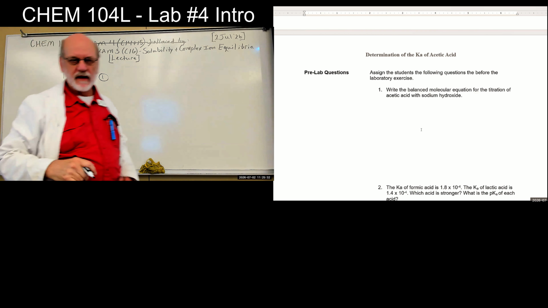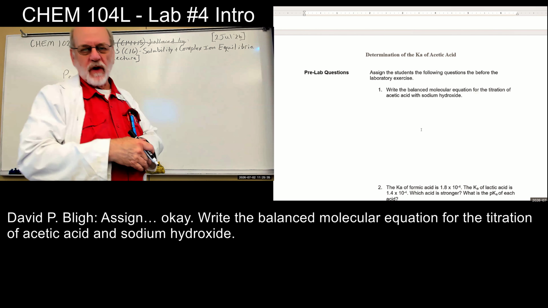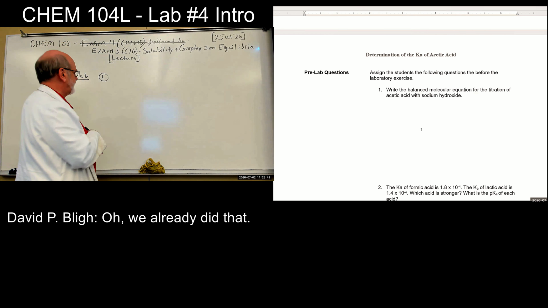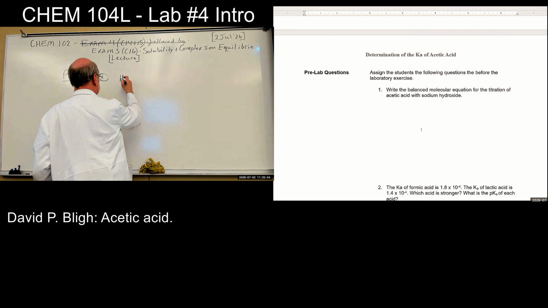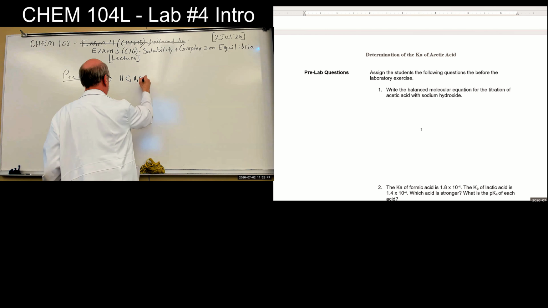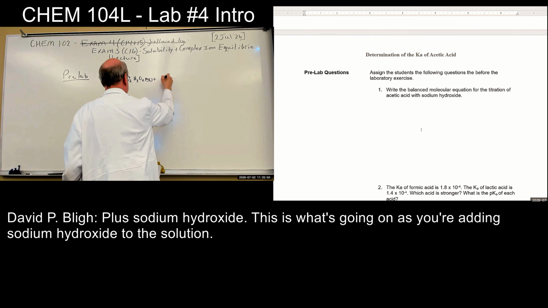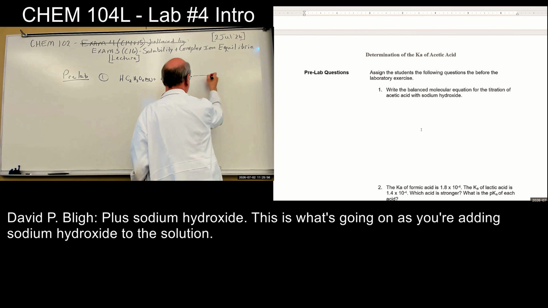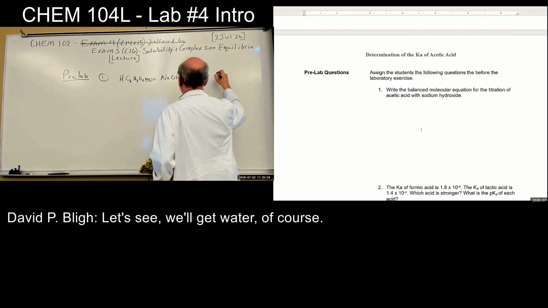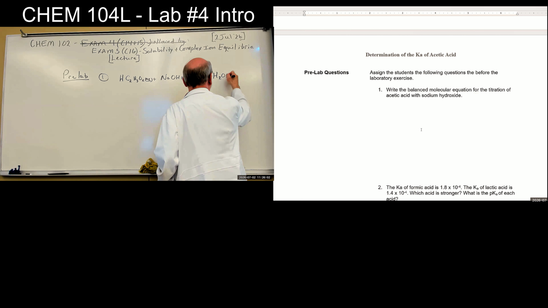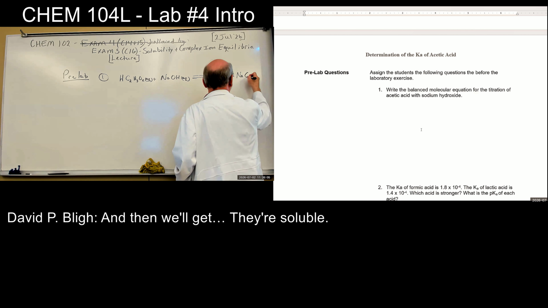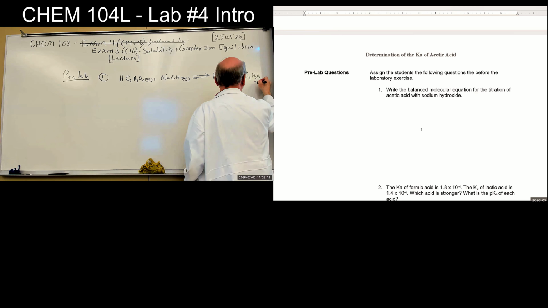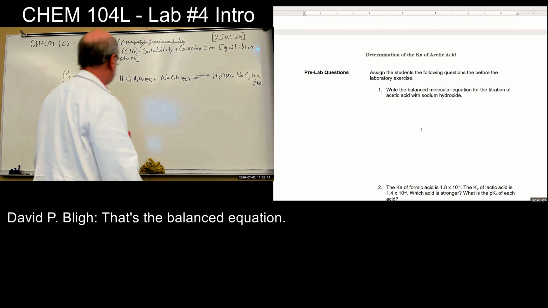Okay, first one. Write the balanced molecular equation for the titration of acetic acid and sodium hydroxide. Oh, we already did that. Acetic acid plus sodium hydroxide. And this is what's going on as you're adding sodium hydroxide to the solution. We'll get water, of course, and then we'll get a soluble acetate, C2H3O2, sodium acetate. That's the balanced equation.